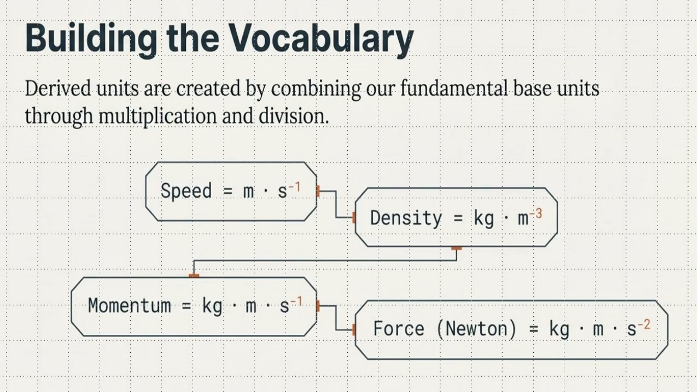Derived units come from combining our fundamental base units by multiplying or dividing them. For example, speed is measured in meters per second, which translates to meters multiplied by seconds to the power of -1. Density combines kilograms and meters to the power of -3, reflecting mass per unit volume. Momentum is the product of mass and speed, so its units are kilograms times meters per second. Force, measured in newtons, combines mass, length, and time units as kilograms times meters per second squared. These combinations help us express different physical quantities using the basic units we already understand.